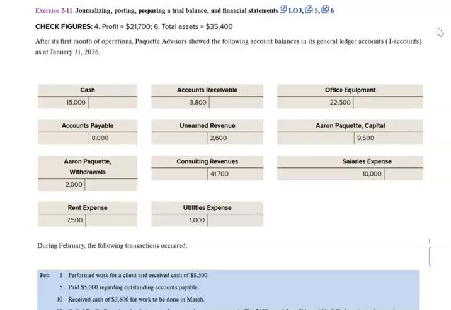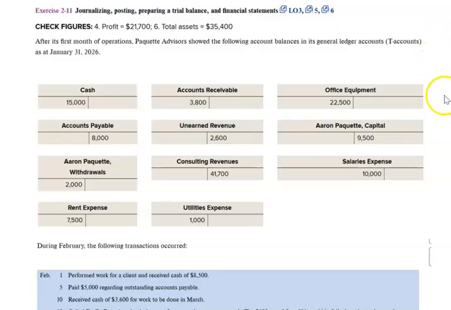So once we have everything journalized, posted, and then totaled in our T accounts, we can create our trial balance and then start with our financial statements and then see from our income statement if our profit does match the 21,700 that they're telling us, then create our statement of owner's equity and then our balance sheet, and then they're giving us the check figure for our total assets.